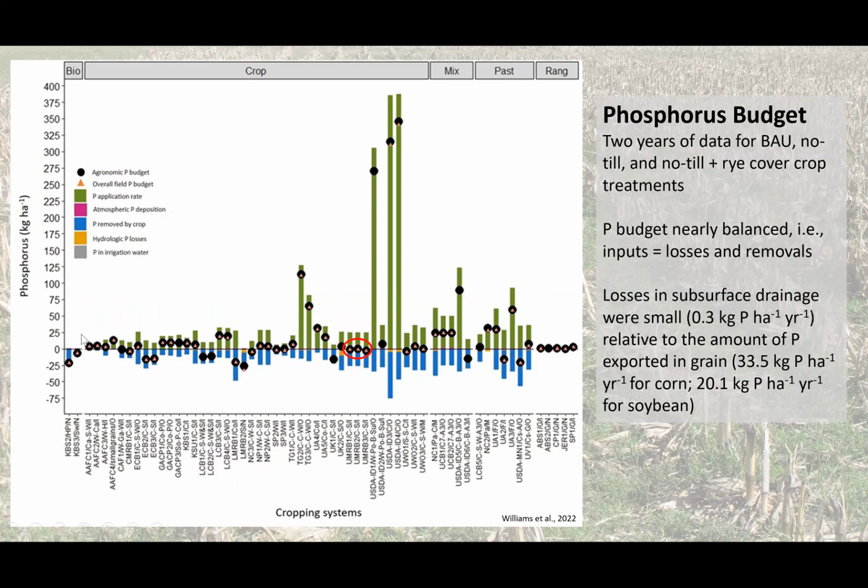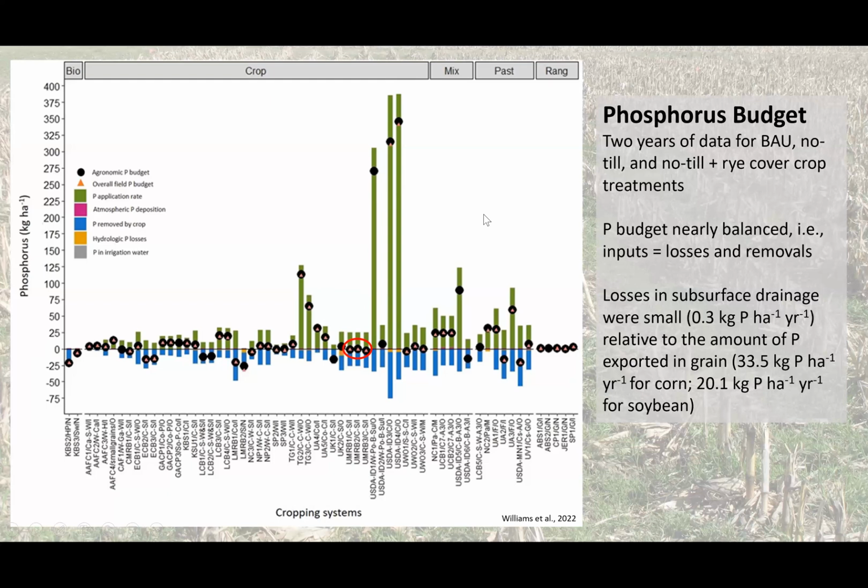But you can see if you look along the top, there are systems that are grown for biomass. There are cropping systems. There's a mix of the two. There's pasture systems, and there are range systems here as well. So this shows the phosphorus balance in the system. So above and below, if you're losing phosphorus from the system, you're below the zero line here, the horizontal line. If your system is gaining, then you're above, and so that would be the green bars here.